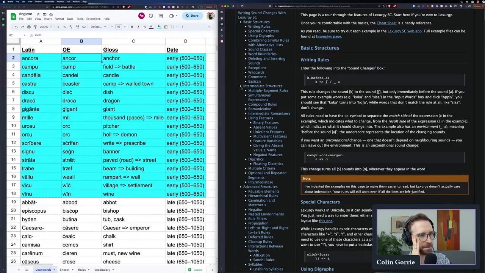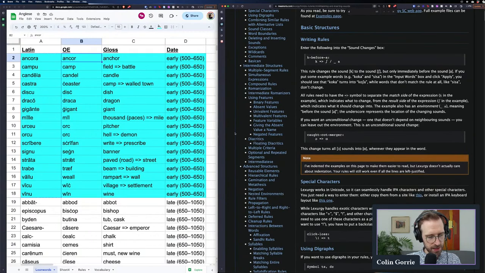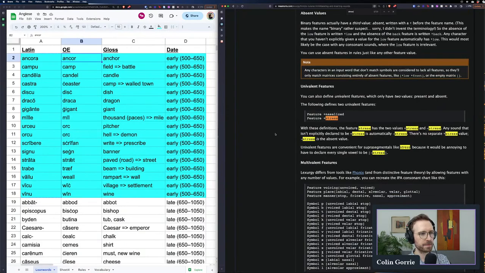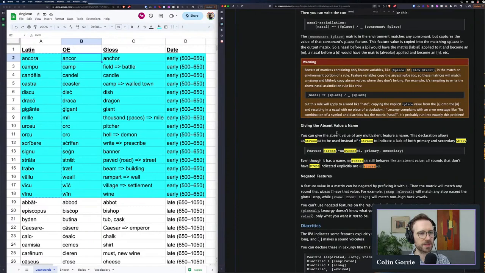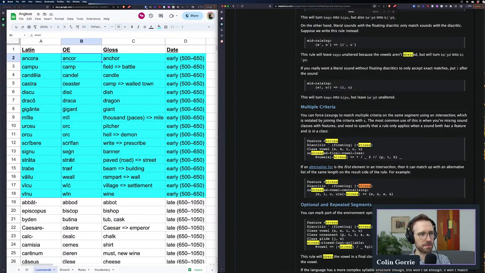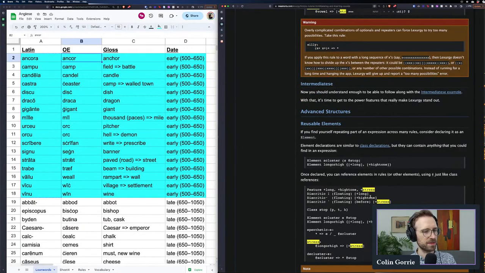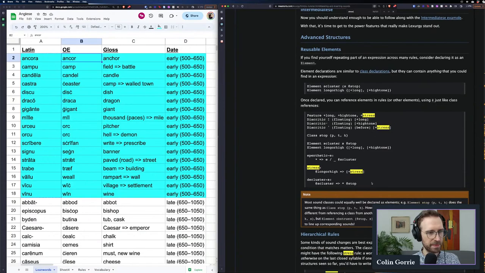So we need to find stress. Here we go. Stress. So show me where we are talking about stress, please. Stress assignment. Where is the stress assignment? All right, so we had some good stress assignment examples. This is a pretty simple one.